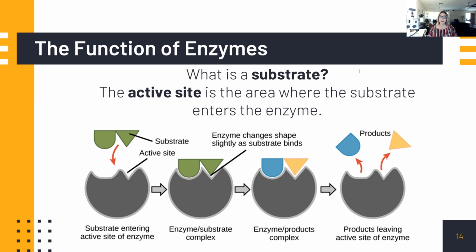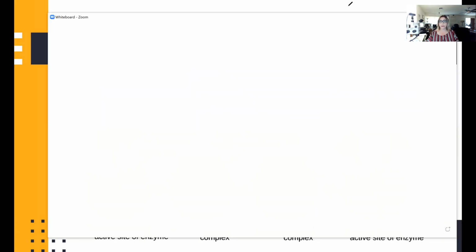So the question that I put on this slide is, what is a substrate? So a substrate is the molecule or multiple molecules that fit into the enzyme. So here in this slide, you can see I wrote substrate right here. And here is your enzyme. Now the substrate fits into what we call the active site. Now, this is almost like a lock and key relationship. So a specific substrate works with a specific enzyme. So I'm going to go to the whiteboard to write down a few basic pieces of information about enzymes.